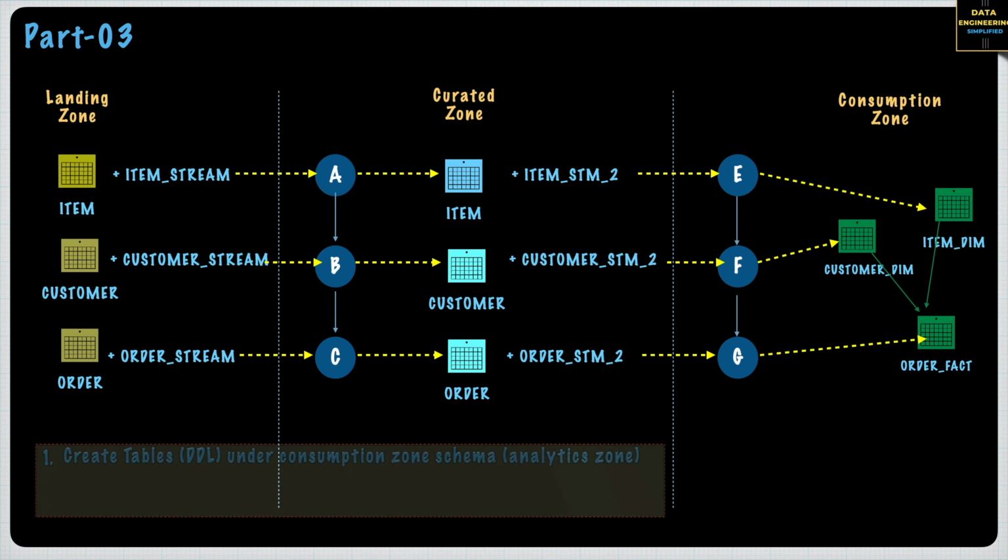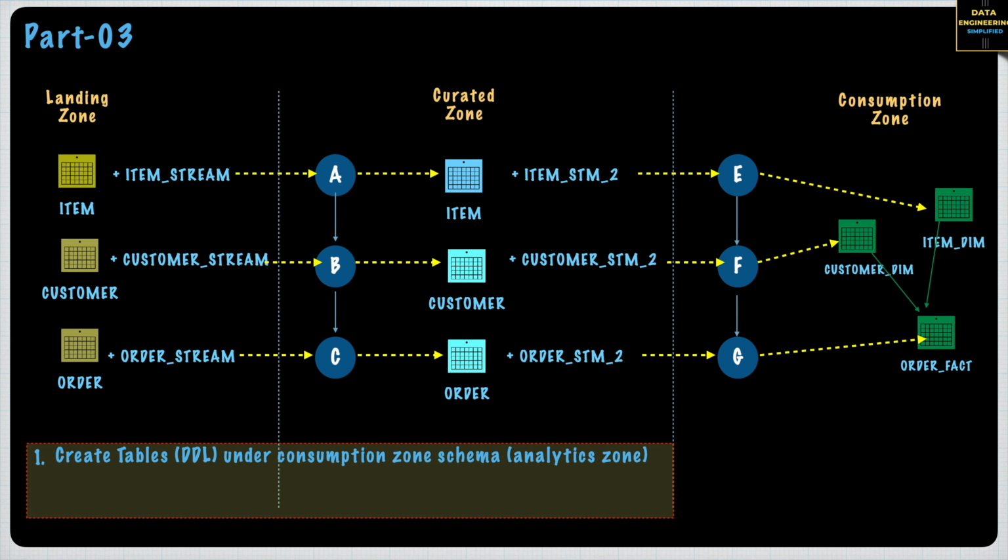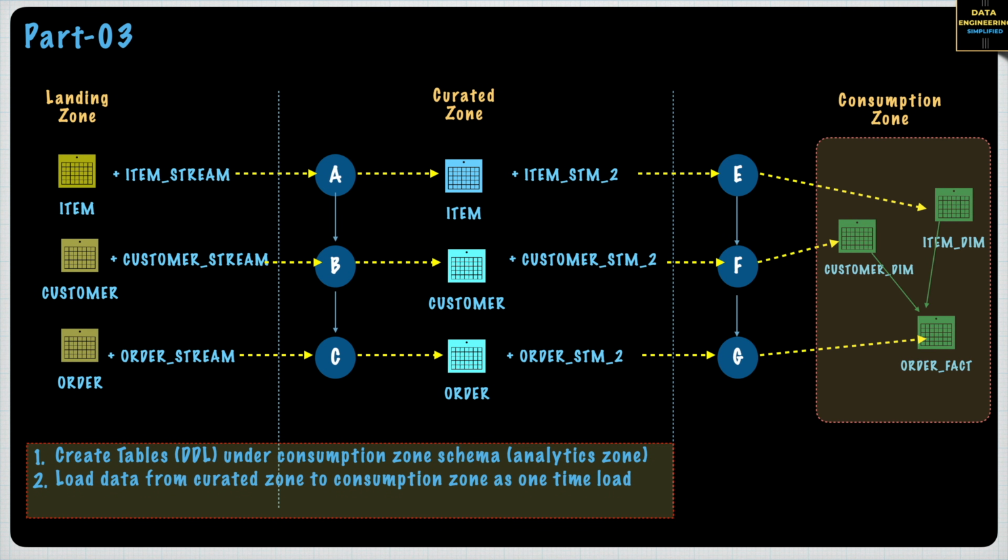In part 3, we will create tables under a consumption zone schema. Sometimes it is also called analytics zone or modeled zone. We will load data from curated zone to the consumption zone as a one-time data load. And finally, we will verify the tables and data under different dimension and fact tables. In your case, you may name it in a different way. However, in a traditional data warehouse world, we call them dimension and fact tables.